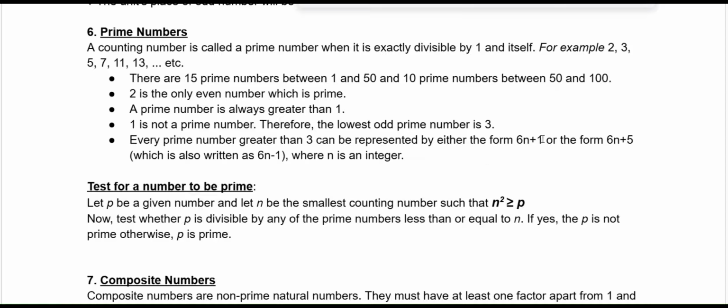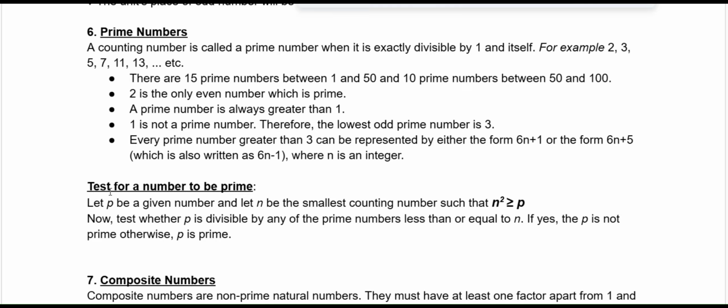in the form of 6n plus 1 or 6n plus 5. 6n plus 5 can also be represented as 6n minus 1. What is this n? n is an integer. Now let's see how this works with an example.